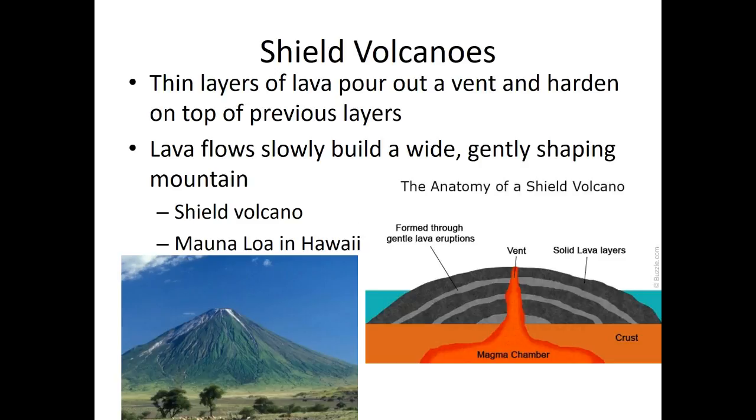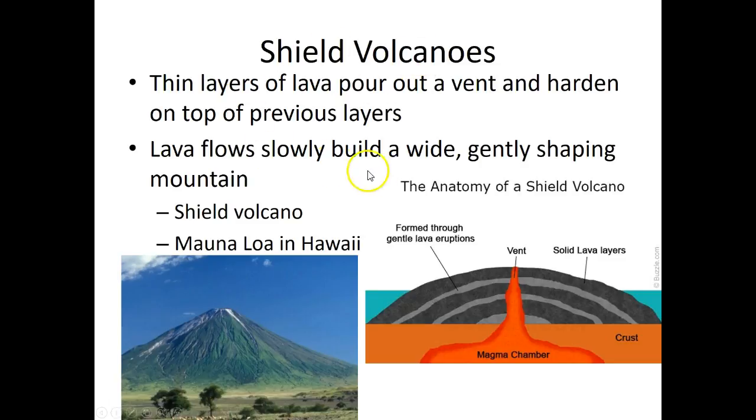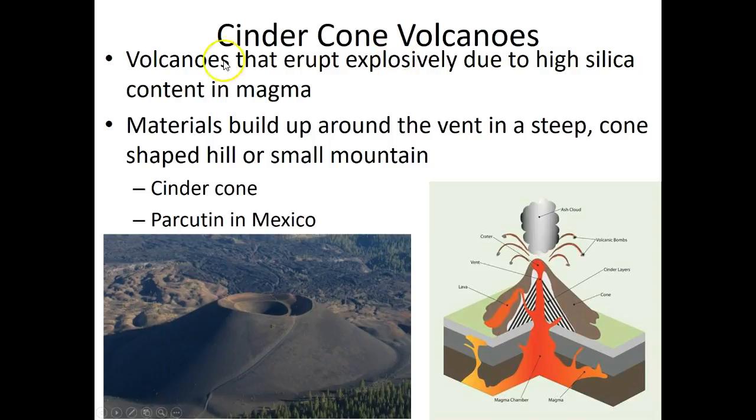The second volcano that we're going to look at is called a cinder cone volcano. This one has a very distinct shape. You can kind of see the shape of this volcano here. These are volcanoes that erupt very explosively. If we go back to the previous volcano, this one erupts very slowly, so we could call this a quiet eruption volcano. And then we have explosive eruption volcanoes.